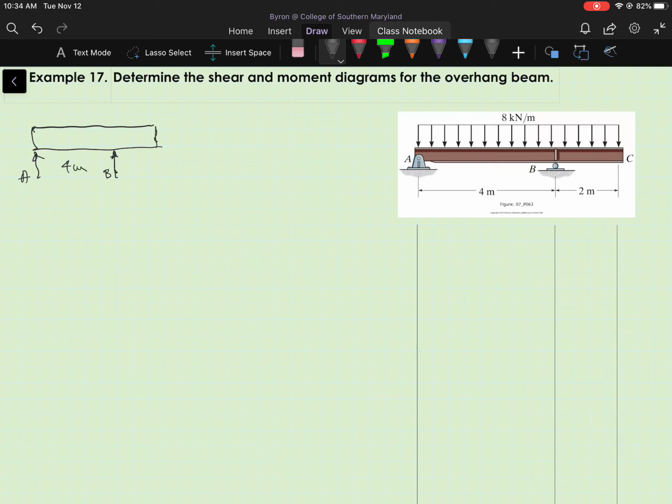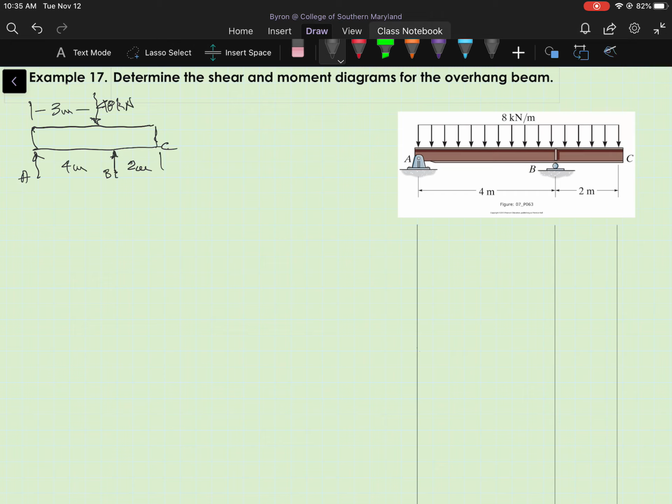It's 4 meters from A to B and 2 meters from B to C. And we'll show our distributed load with an equivalent force of 8 kilonewtons per meter times 6 meters, or 48 kilonewtons, acting at 3 meters from the left end of the beam.